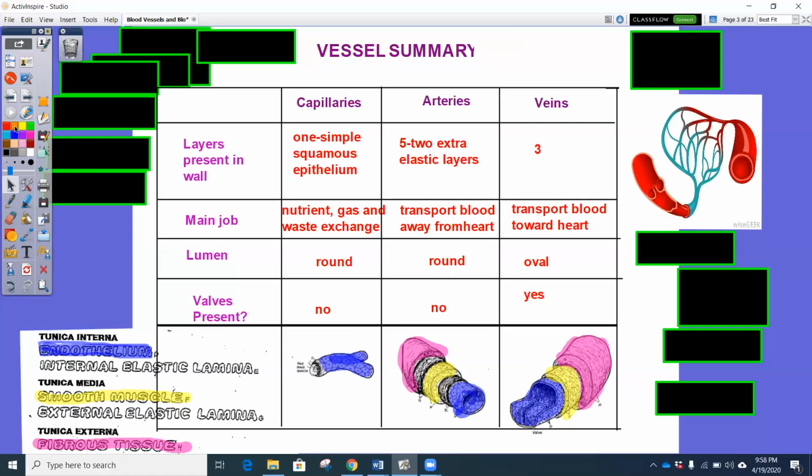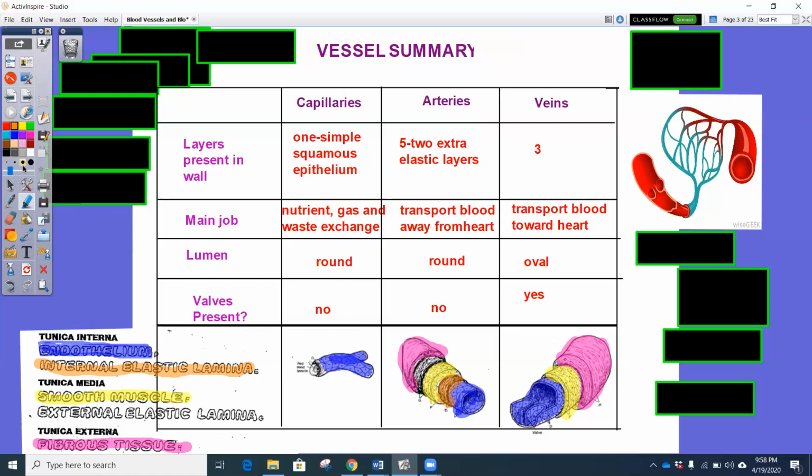The 2 elastic layers found within the arteries are an internal elastic layer, and that one is more internal, so it's going to be closer to your endothelium. And an external elastic layer. Now, in your textbook and in most textbooks, they're called internal elastic laminas. Lamina means sheet or layer. And so your internal one is going to be closer to that endothelium.